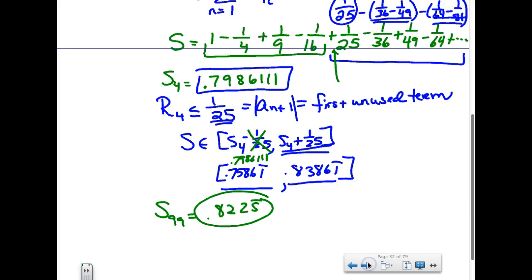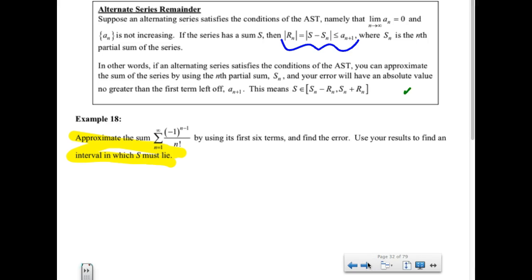Let's go take a look at another one. So this is what I just told you. I'm not going to reread it. That's it if you were to look it up. If you were to consult the Google, the intranets, the World Wide Web, that's what it would say for alternating series remainder. I wouldn't bother reading it.